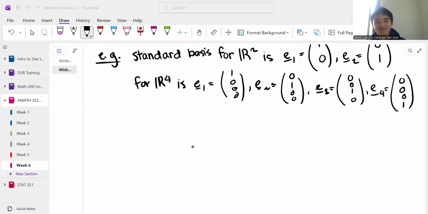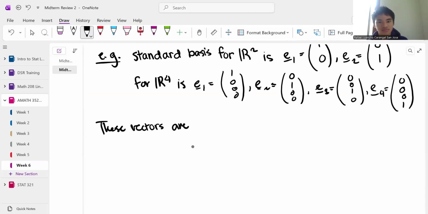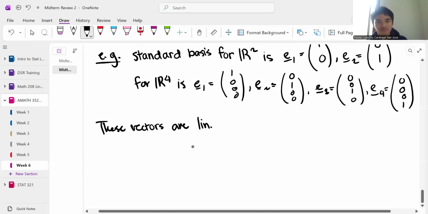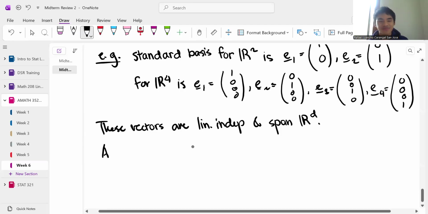And at the same time, this is where the nice thing happens, so I'm just going to point it out. These vectors are linearly independent and span R^d, wherever that may be, right? Because they're a basis. So of course they're linearly independent. See how we're kind of mixing the ideas together?